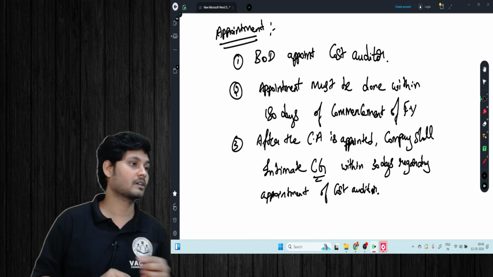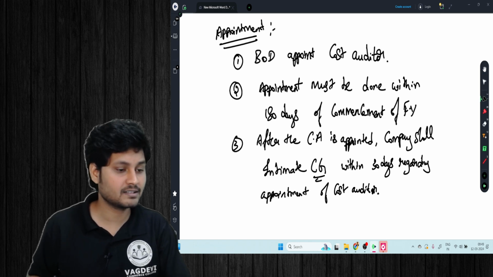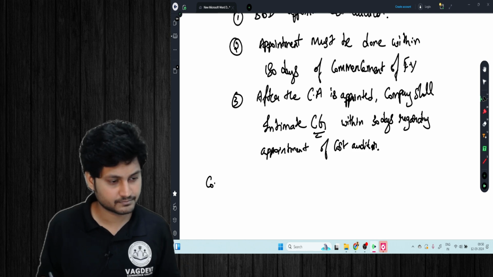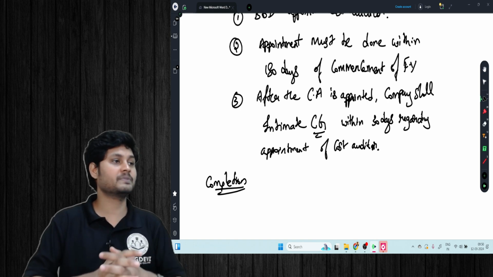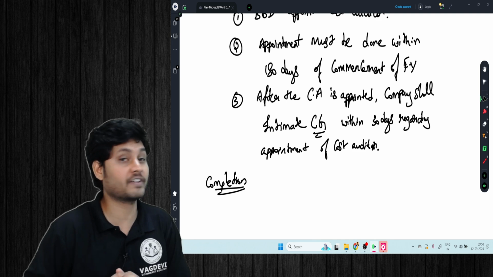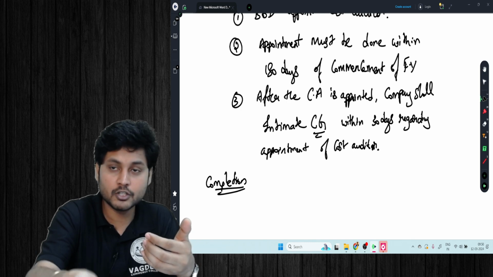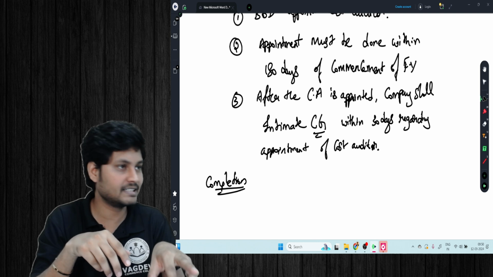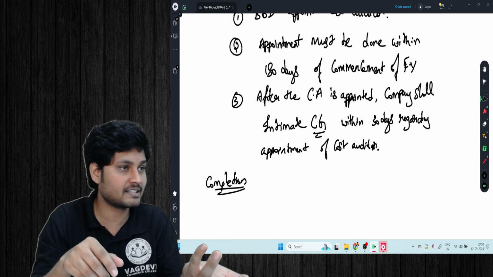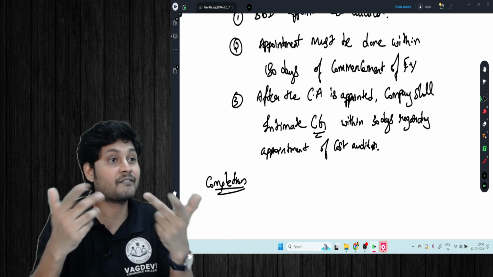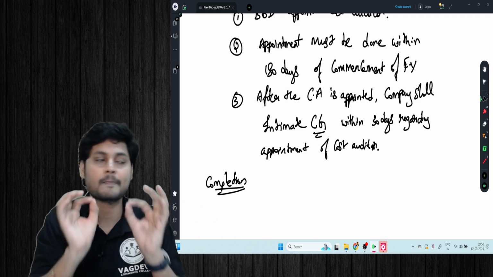Come to the case of completion. Keep the side heading completion. So the cost audit must be completed within 180 days of closure of the financial year. Say after March 31st, within 180 days, the audit must be completed. So appointment is also 180 days. Completion is also 180 days, but appointment is from the beginning of the financial year and completion is after the closure of the financial year. So this is the closing period within which we need to complete the cost audit.